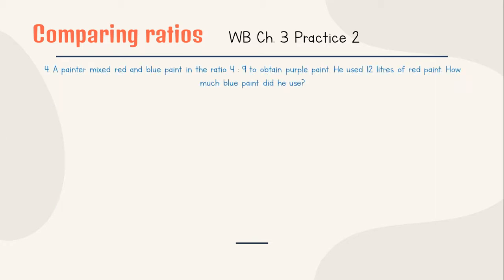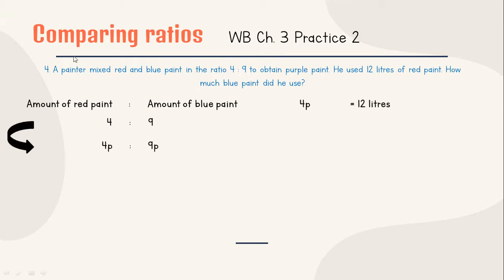Number 4. A painter mixed red and blue paint in the ratio 4:9. Red is 4 and blue is 9. To obtain purple paint, he used 12 liters of red paint. How much blue paint did he use? We know the ratio for red and blue, red to blue is 4:9. And we have another information that he used 12 liters of red paint. So that's it.